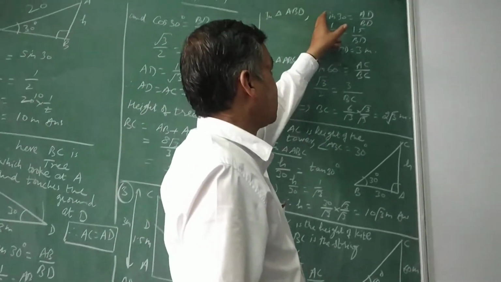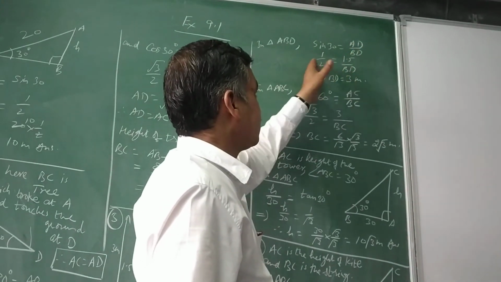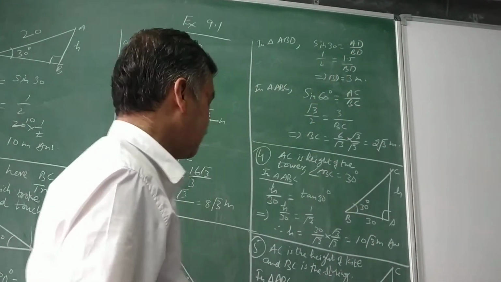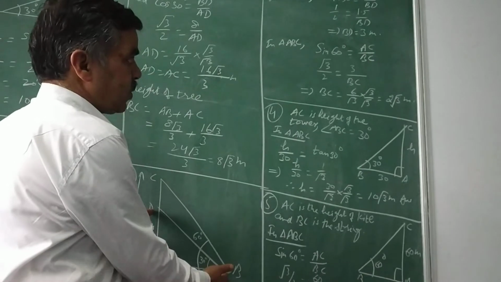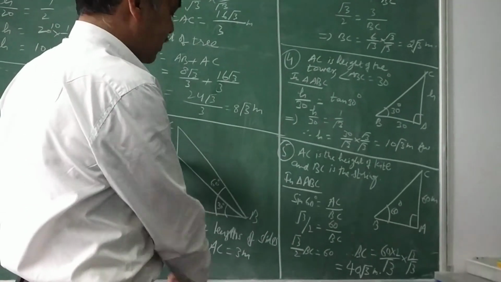So sine 30 is equal to perpendicular upon hypotenuse, and this comes out equal to 3 meter. So the length of the smaller slide will be equal to 3 meter.